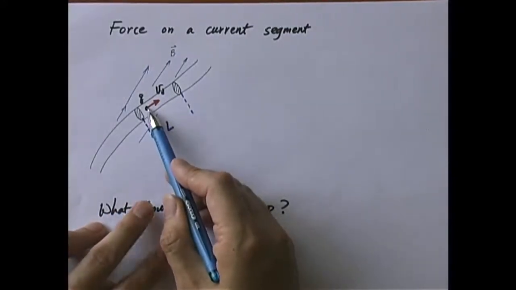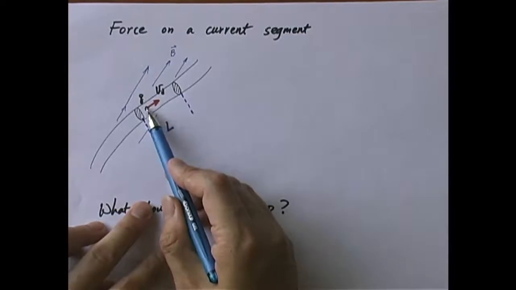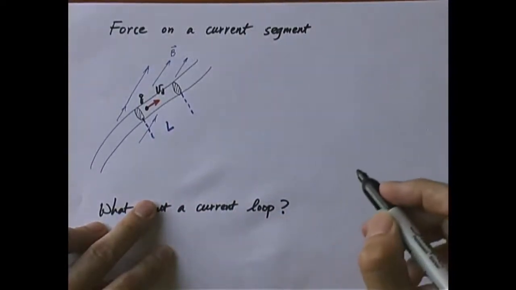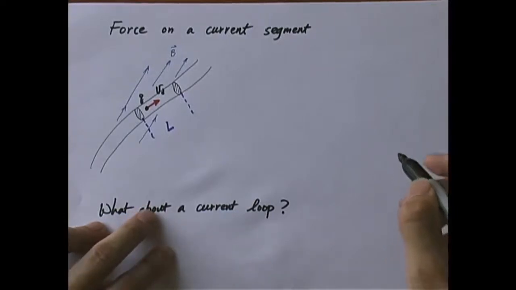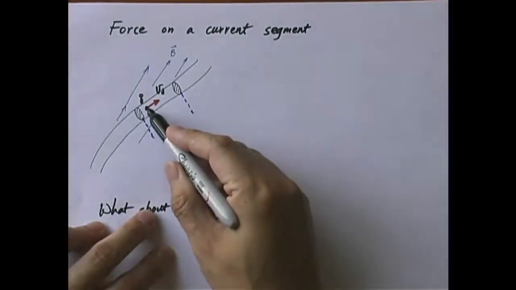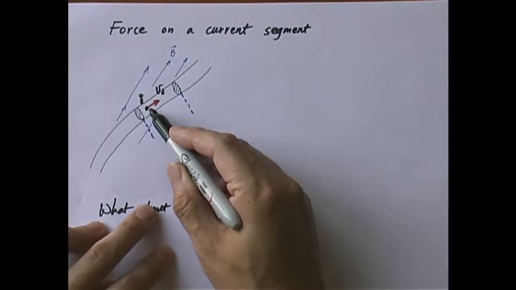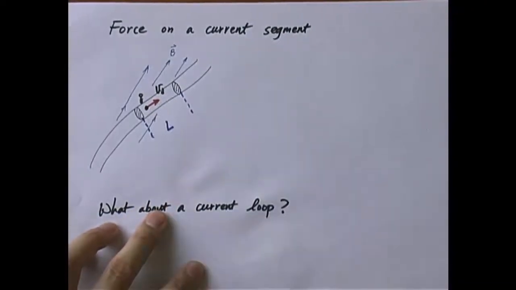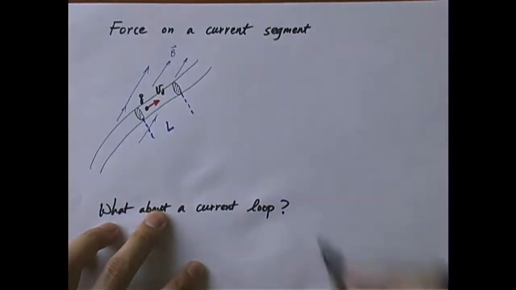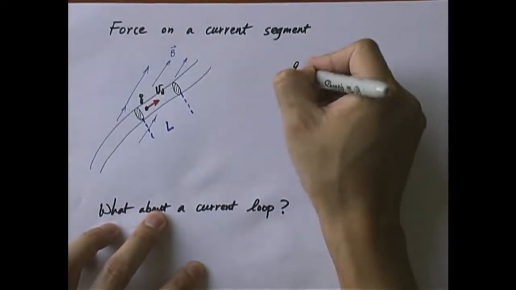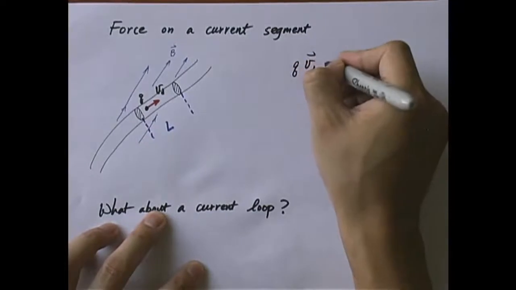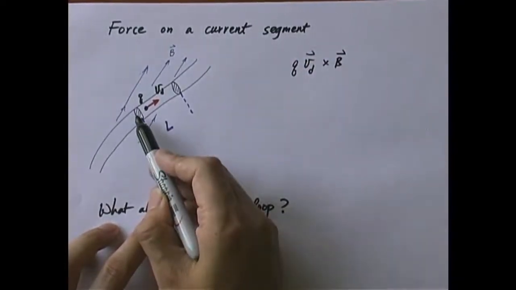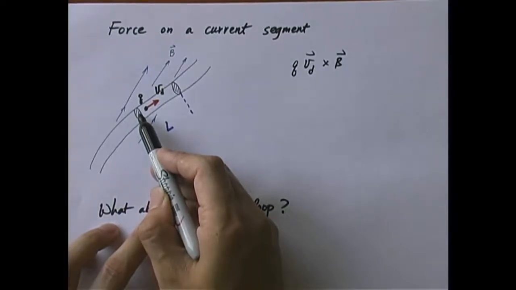Each of them, on average, moves with a drift velocity vd. So let me calculate that. Let me find the magnetic force on this one single moving charge q, moving with a drifting velocity vd. So I have q vd cross B. Isn't that the magnetic force on this one single moving charge? One single moving charge.